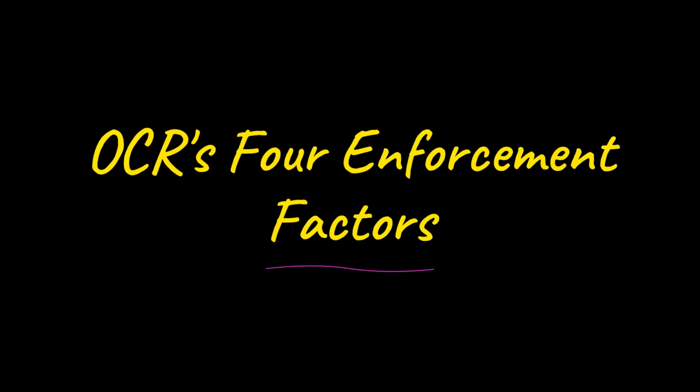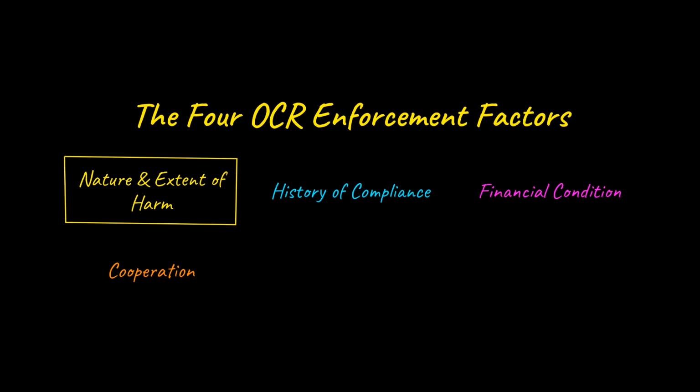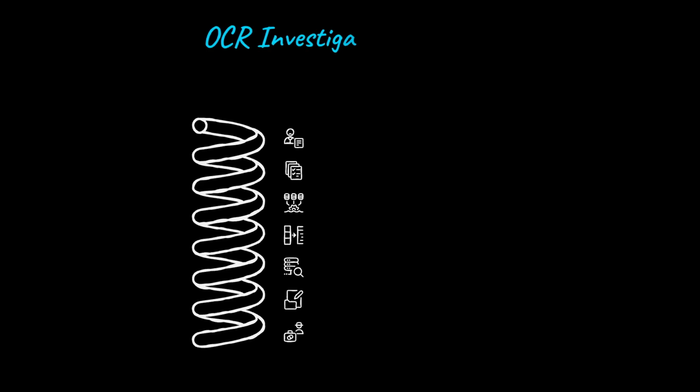When OCR investigates a HIPAA violation, it doesn't apply a fixed formula to determine penalties. Instead, it weighs 4 specific factors that shape the outcome of every enforcement case. The 4 factors are the nature and extent of harm caused, the entity's history of compliance, the entity's financial condition, and the degree of cooperation with the investigation. Every penalty determination is shaped by how these 4 elements combine in a specific case.